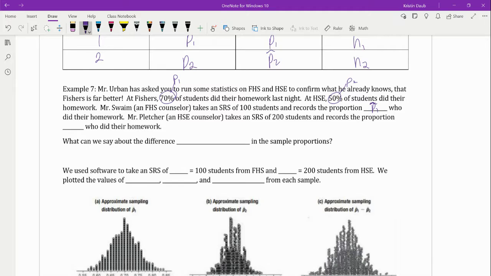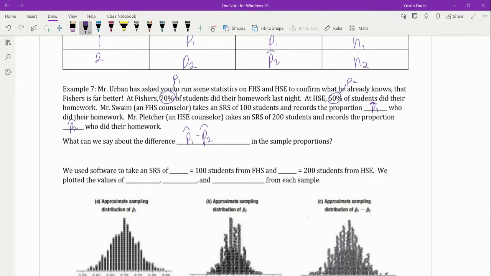And Mr. Fletcher, who's an HSC counselor, is going to take another SRS, and this one is of 200 students. He's recording the proportion, P2 hat, who did their homework. So they're just taking a small sample of everybody at either FHS or HSC, and those would be our sample proportions, these statistics that have hats on them. And so what I want to do is make some comparison between P1 hat and P2 hat.